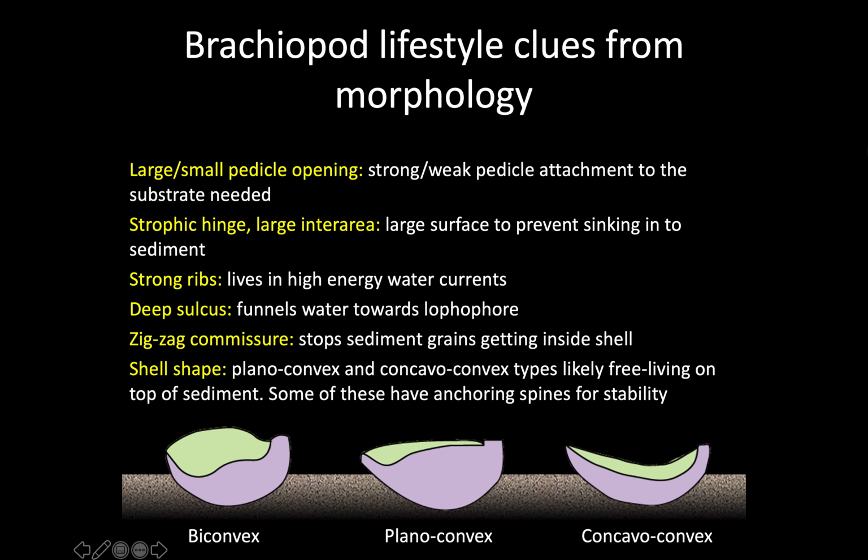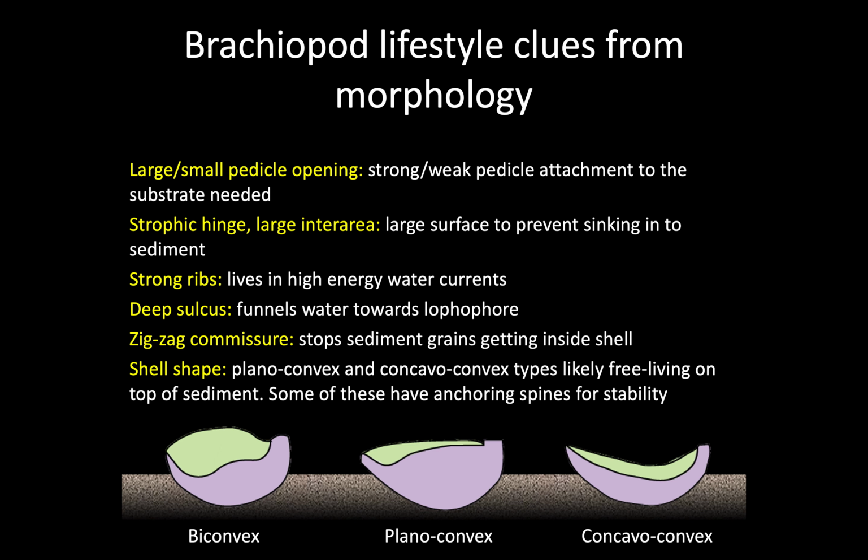Brachiopods can give us a lot of clues about how they used to live based on the different types of morphologies that we see. I'm not going to worry about this too much yet. We'll learn about this a little bit more in our in-class assignment and during our lab. But the different types of features show us a very different lifestyle. For example, the larger the pedicle opening, the stronger pedicle attachment to the surface needed, probably meaning that they lived in higher energy environments. The same with strong ribs or strong plications, those lines running across the organism. That would indicate that they're living in high energy water currents, so those lines actually break up the water current coming across the valves, which is something we actually see happening in multiple different groups of organisms.